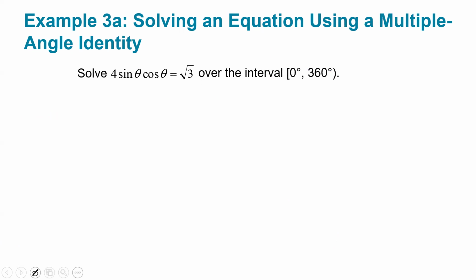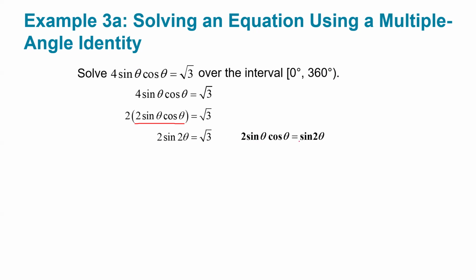Okay. Example 3. Again, we're using our identities, but this time we're going to use our sine double angle. We're going to have to do a little bit of manipulation to be able to apply it. For sine double angle, it has to be written in the format of 2 sine theta, cosine theta. So all we're going to do is factor out a 2 so that we can use substitution with the double angle.